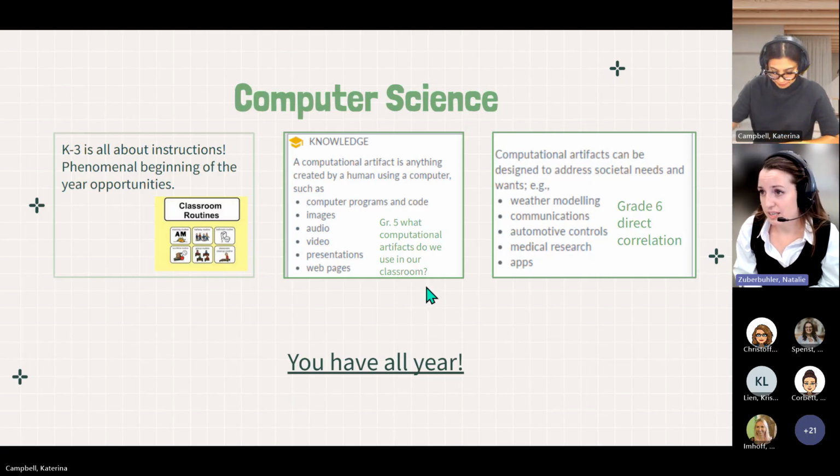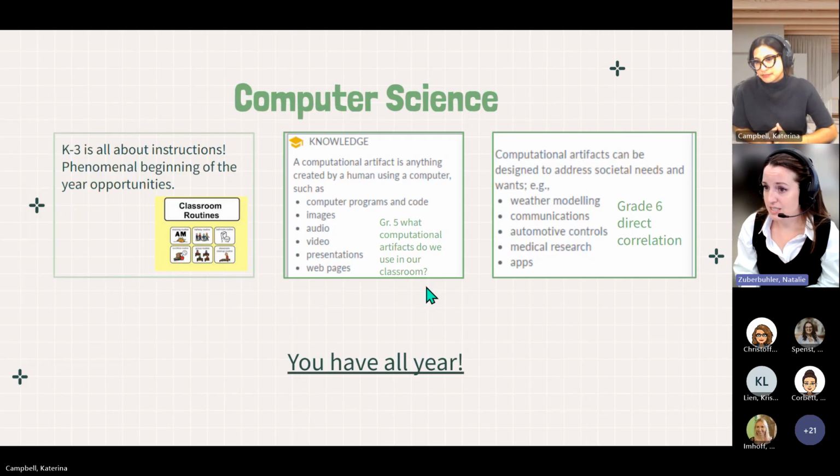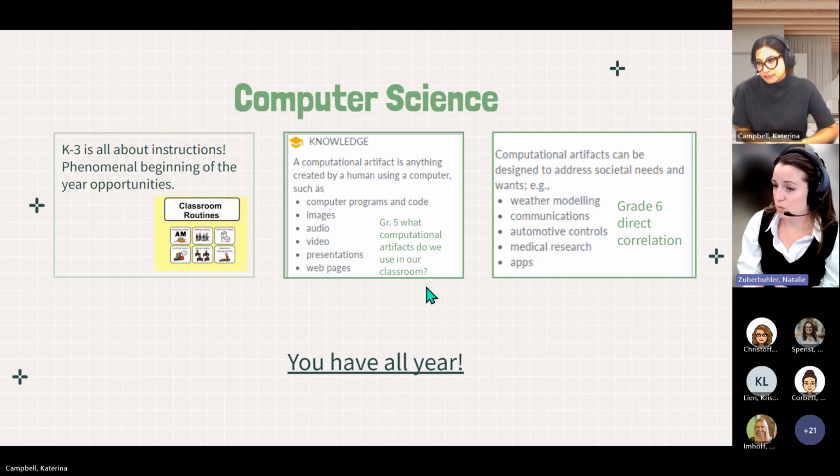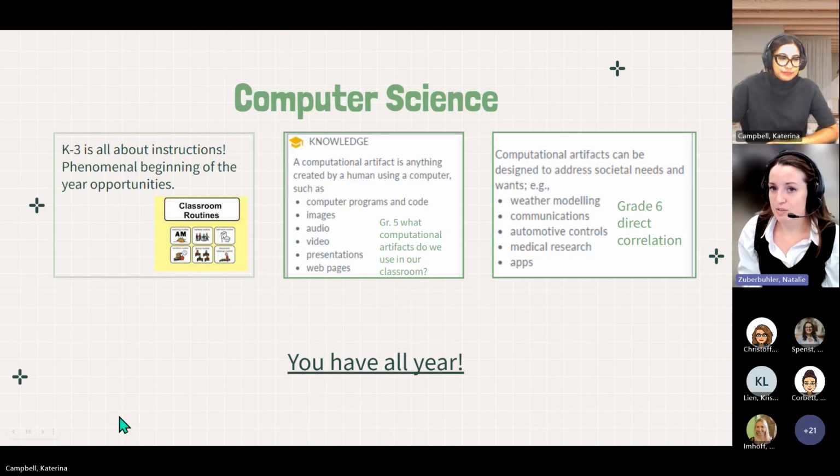And then you'll see in grade 6, there's a direct correlation to Earth systems organizing idea, because we're looking at computational artifacts can be designed to address societal needs and wants. And you'll see, for example, weather modeling and communications. And so when we're talking about climate change, what computational artifacts are we using there? So great opportunities for some computer science.